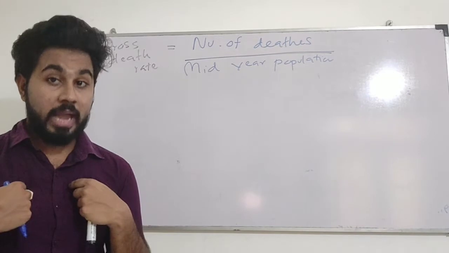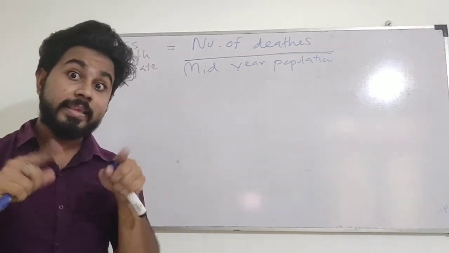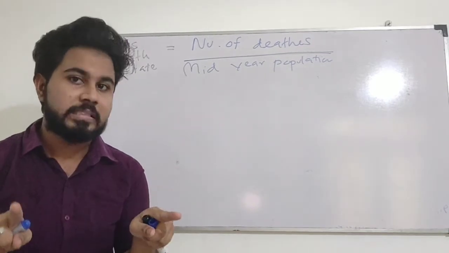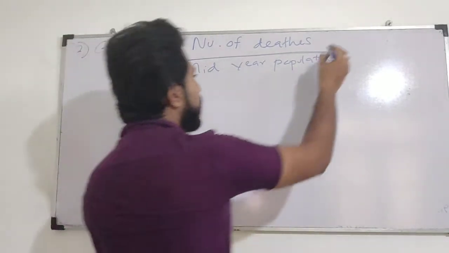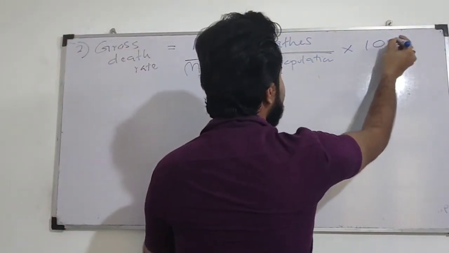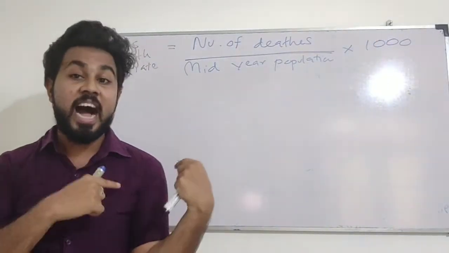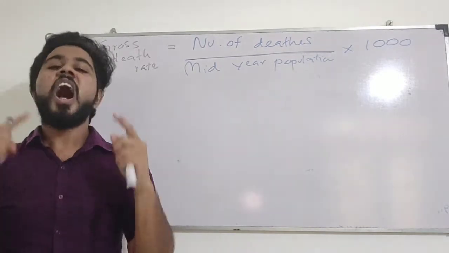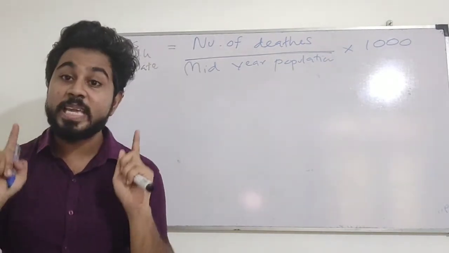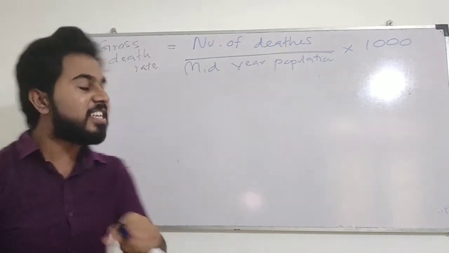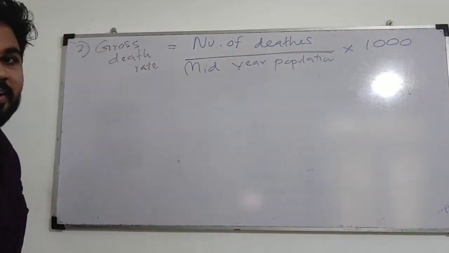But if you want to calculate how many death cases happen per each thousand persons, then what should we do? We should multiply this by 1,000. Then now what is the meaning of the answer right now? Okay, how many death cases happen per each 1,000 persons in the country? Clear? That is what we call as the gross death rate.